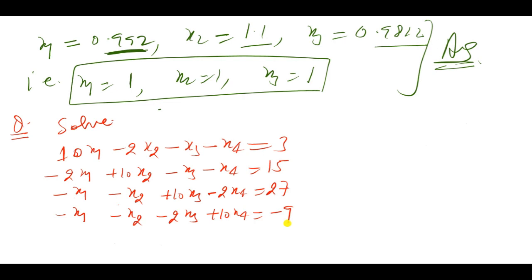Now here I am taking another question based on the Gauss-Seidel method. Solve the following system of linear equations: 10x1 minus 2x2 minus x3 minus x4 is equal to 3, minus 2x1 plus 10x2 minus x3 minus x4 is equal to 15, minus x1 minus x2 plus 10x3 minus 2x4 is equal to 27, and the fourth equation is minus x1 minus x2 minus 2x3 plus 10x4 is equal to minus 9. So this system of linear equations contains the four unknown variables x1, x2, x3 and x4.